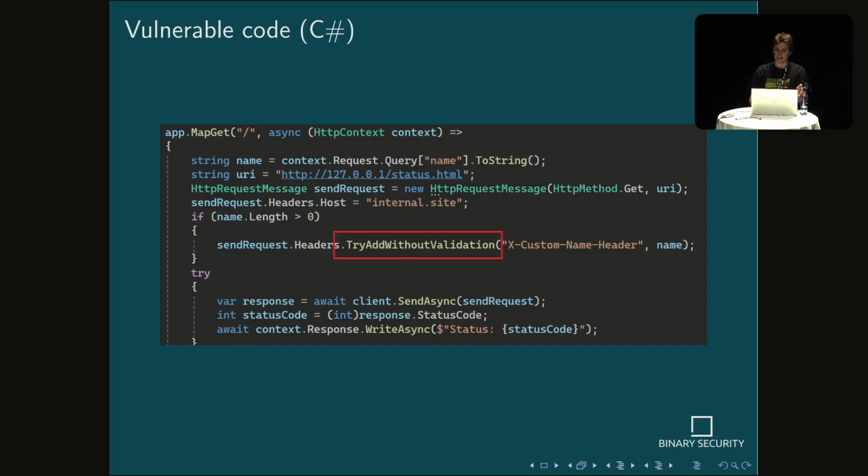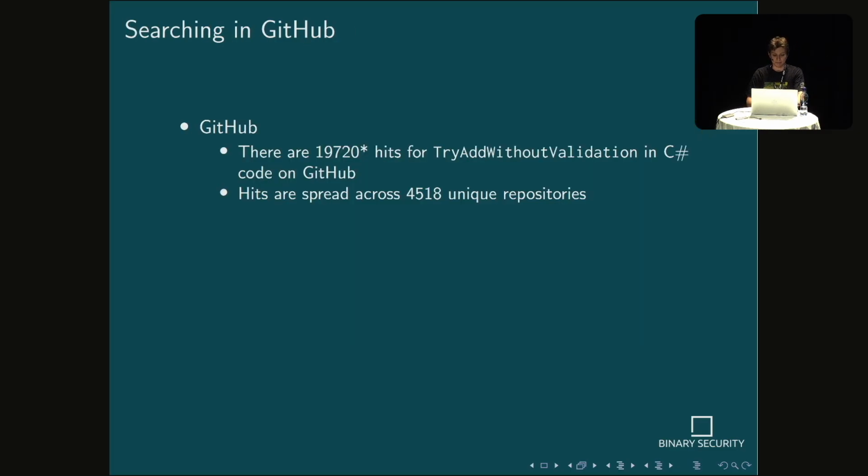Conveniently, try_add_without_validation is quite long and it doesn't really roll off the tongue, so I don't expect that if I go searching for this I'll find lots of false positives of other people implementing functions called try_add_without_validation, and then I have to filter out. They're like, oh no, that's some custom function. I expect it to 99% of the time be the real C# function, I mean, the .NET library function I'm hitting. OK, let's go searching.